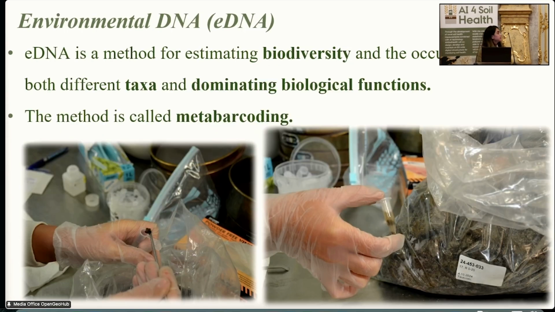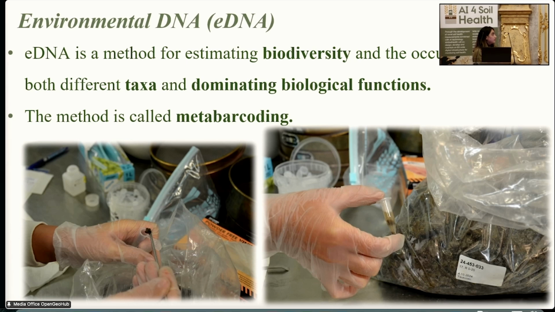The other method that we are testing is eDNA. What is eDNA? It is any kind of genetic material coming from the environment, whether it's soil, water, or air. That is eDNA, and eDNA is good for estimating biodiversity.